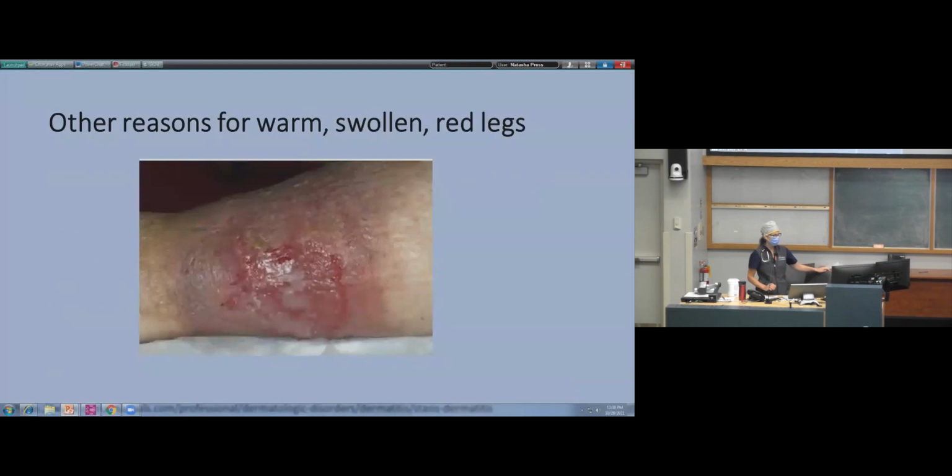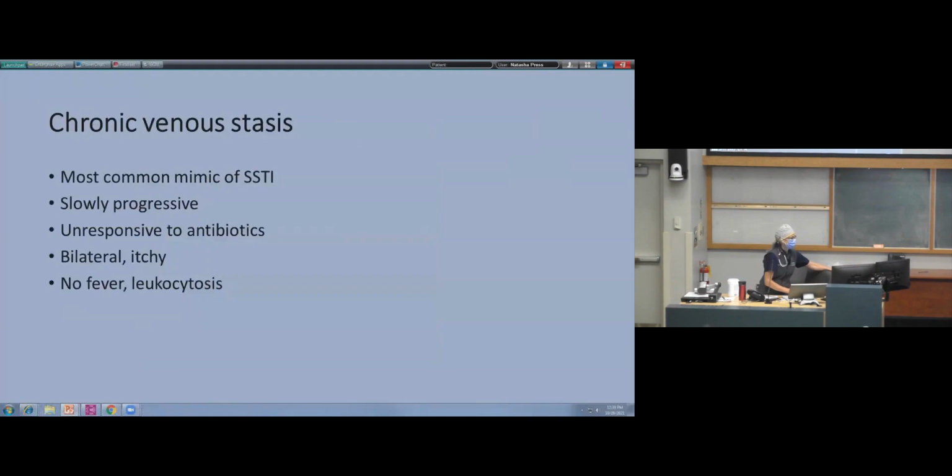Okay, I wanted to move on to mimics of cellulitis and other reasons for warm, swollen, red legs. So you can see in this picture that there's this large erosion, and it's a bit weepy, and there's some thickened skin and hyperpigmentation. Does anybody know what this is? So that is chronic venous stasis, which is the most common mimic of skin and soft tissue infection. Sometimes it can be hard to differentiate, but some clues are that it's more slowly progressive. It doesn't respond to antibiotics. It's often bilateral, but not always. It can be itchy. And people shouldn't have symptoms of infection, things like fever or leukocytosis. So those can be hints that it's chronic venous stasis.